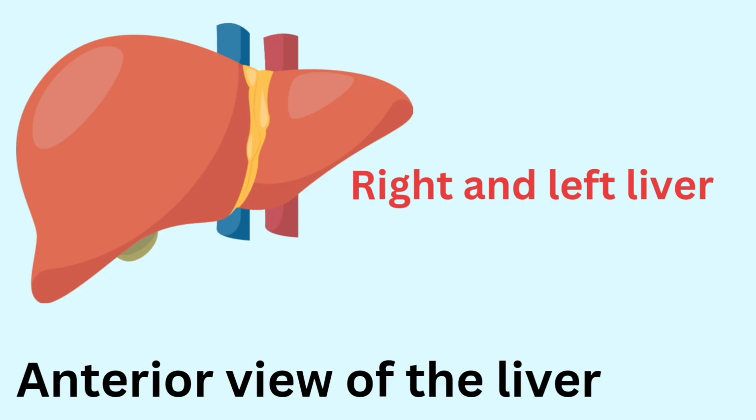Know how to describe the anterior view of the liver, or maybe the posterior view as well, but they mostly ask about the anterior view of the liver and proper description of the liver. Do you know that the liver has 2 lobes, the right lobe and the left lobe? The right lobe is larger than the left lobe, and posteriorly you have the caudate and the quadrate.